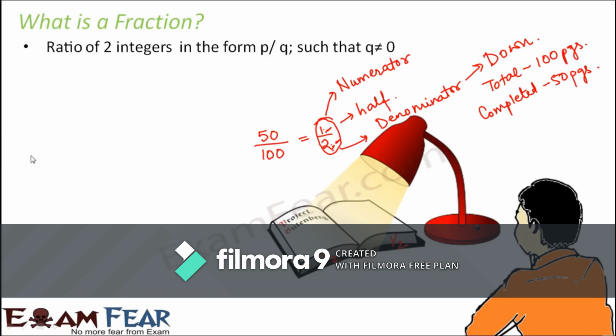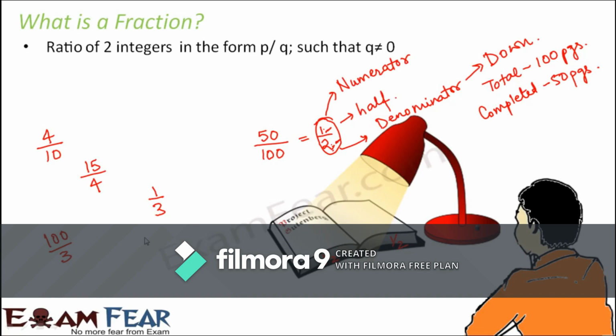So let us look at some examples. Anything of this sort: 4 by 10 is a fraction. 15 by 4 is a fraction. 1 by 3 is a fraction. 100 by 3 is a fraction. So these are all examples of fractions. So anywhere you see a ratio of 2 integers such that the denominator is not equal to 0, that is an example of a fraction.